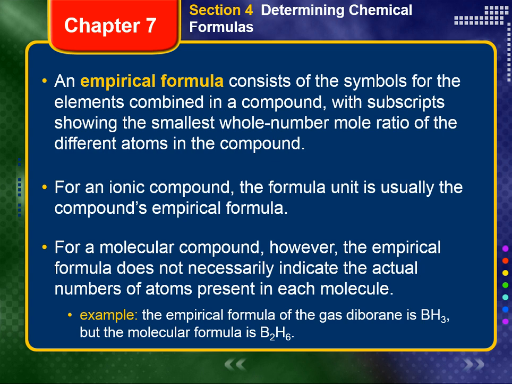For an ionic compound, the formula unit is usually the compound's empirical formula. For a molecular compound, however, the empirical formula does not necessarily indicate the actual number of atoms present in each molecule. For example, the empirical formula of the gas diborane is BH3, but the molecular formula is B2H6. In this case, the number of atoms given by the molecular formula corresponds to the empirical ratio multiplied by 2.